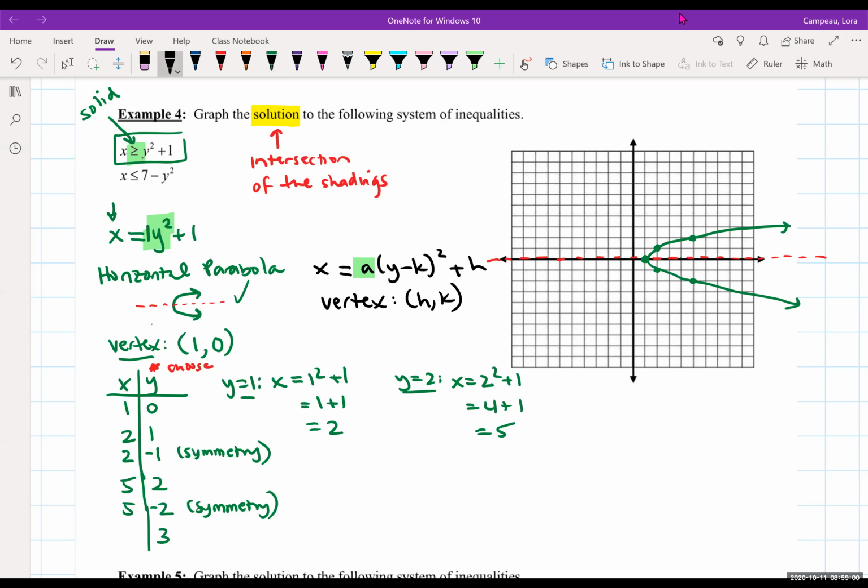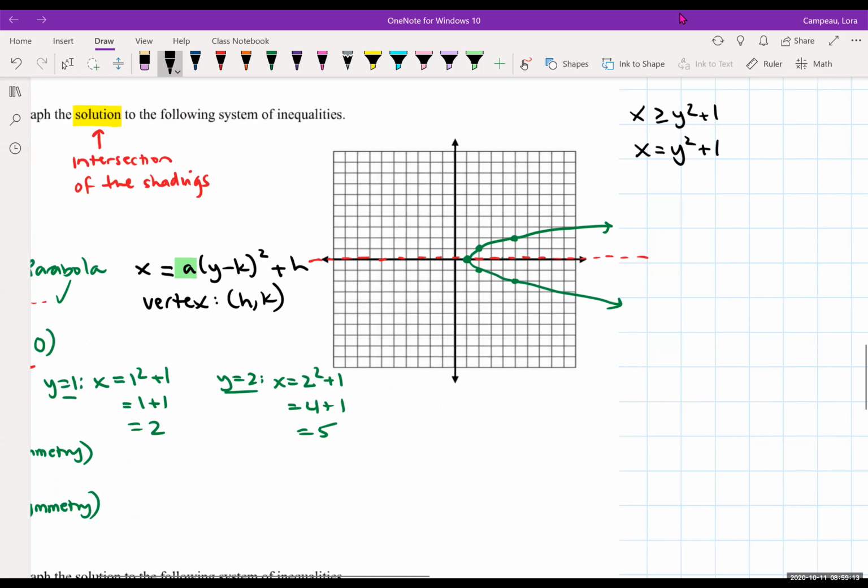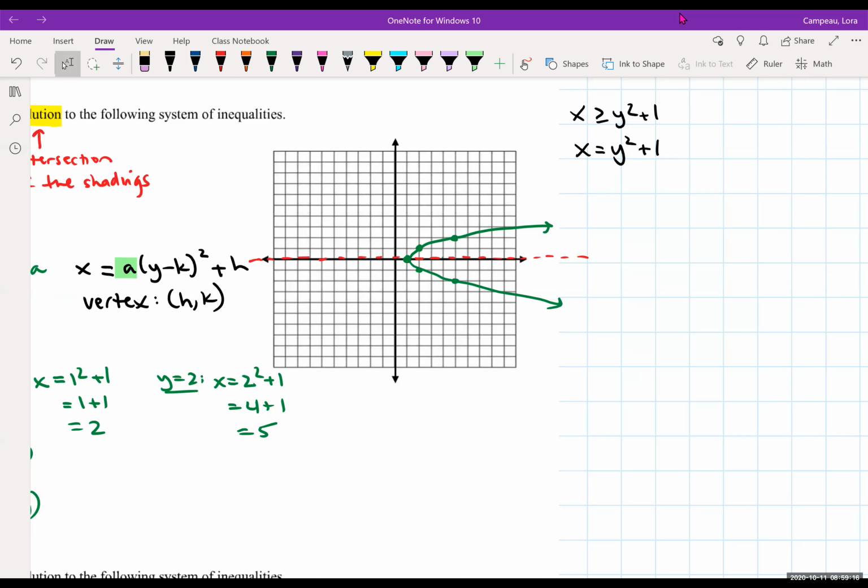So if I were using the TI for this, what do I have? x equals y squared plus 1, or I'll draw x is greater than y squared plus 1 so I can see that later. If I were using the TI, I would then have to solve this for y, just so I can check to see if my boundary curve is correct. So if you were solving for y, a little algebraic exercise, let's move the 1 over by subtracting 1 on both sides. So what does that leave me with? x minus 1 equals y squared.